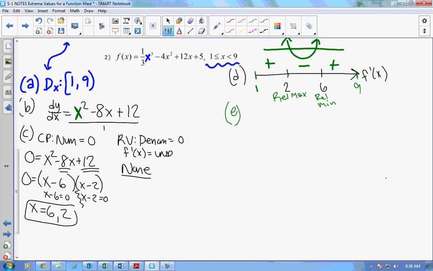Okay. If we think it's relative, we have to check the endpoints 1 and 9 to make sure those are higher or lower. How do we check 1? We plug into what? The original. So let's see. F of 1, 1/3 times 1 cubed minus 4 times 1 squared plus 12 times 1 plus 5. Okay, so 1's really nice. 1/3 minus 4 plus 12 plus 5. And we'll need to plug in 9 as well.